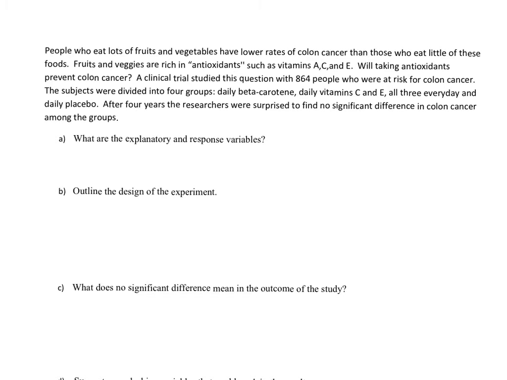A clinical trial studied this question with 864 people who were at risk for colon cancer. The subjects were divided into 4 groups: daily beta-carotene, daily vitamins C and E, all 3 every day, and daily placebo. After 4 years, the researchers were surprised to find no significant difference in colon cancer among the groups. So we want to know, what are the explanatory and response variables?